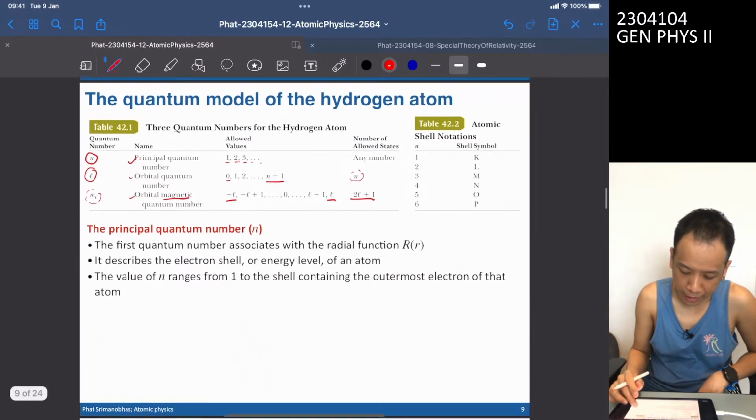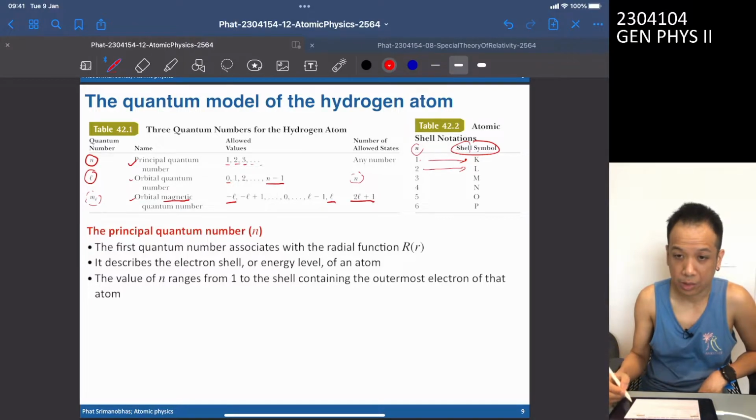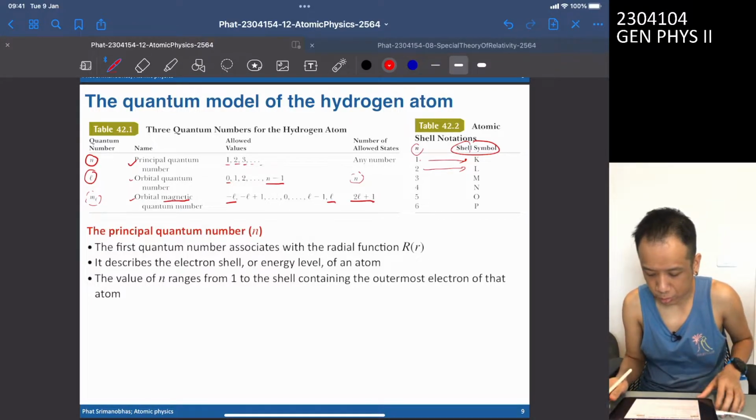From chemistry, there are names for the shells. For n, we call it the shell, and each shell has a name. For n equal to 1, it's the K shell. For n equal to 2, it's the L shell, and then M, N, O, P, and so on. This is the notation we're going to use.